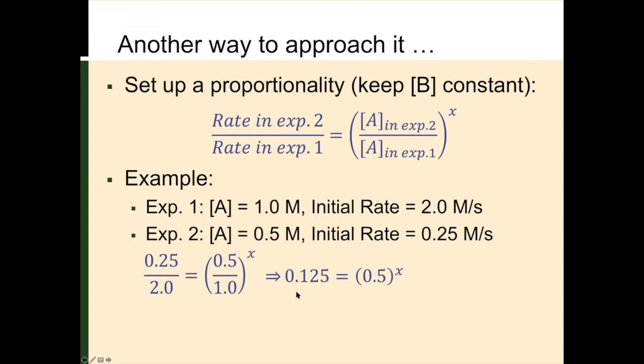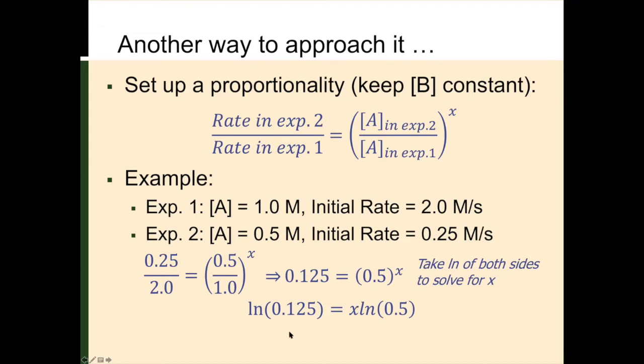Now, the other way to do this is you could just take the log of both sides and use that to solve for x. You take the log base 10 or the natural log of both sides. So the log of 0.125 equals x times the log of 0.5, because remember that whenever you take the log of something with an exponent, that exponent comes out as a multiplier. Then you just plug that into your calculator. The natural log of 0.125 is negative 2.08, and that equals x times the natural log of 0.5, which is negative 0.693. So you divide both sides by negative 0.693, and once x is isolated, it is equal to 3.